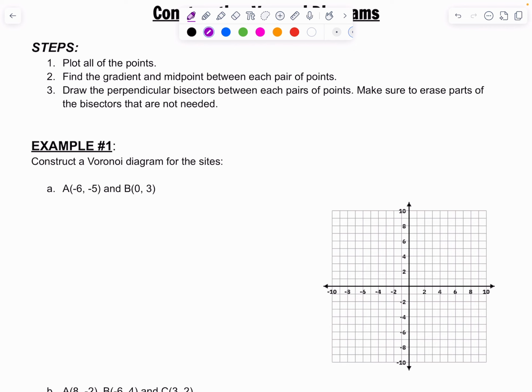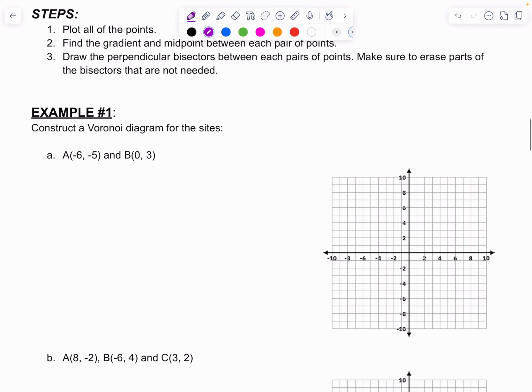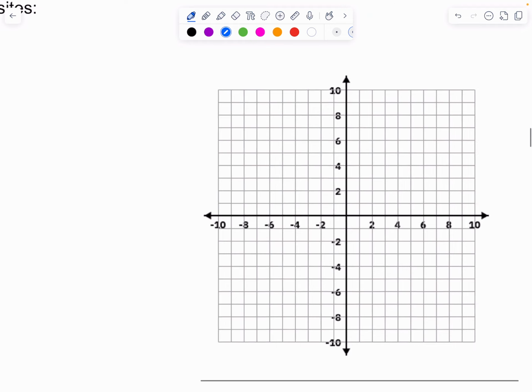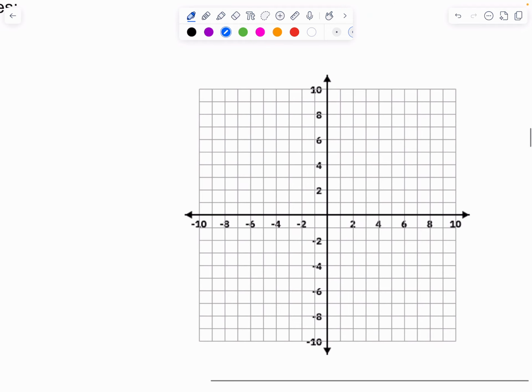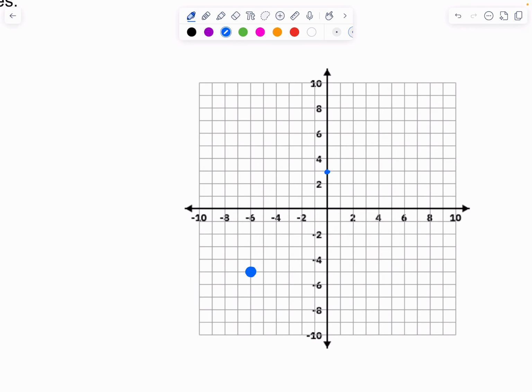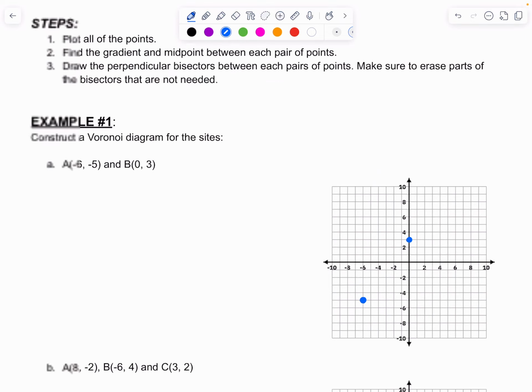So, let's look at example 1. It says that we need to construct a Voronoi diagram for the sites -6, -5, and 0, 3. So I'm going to plot -6, -5, and I'm going to plot the other point for 0, 3. All right, so there are my points.